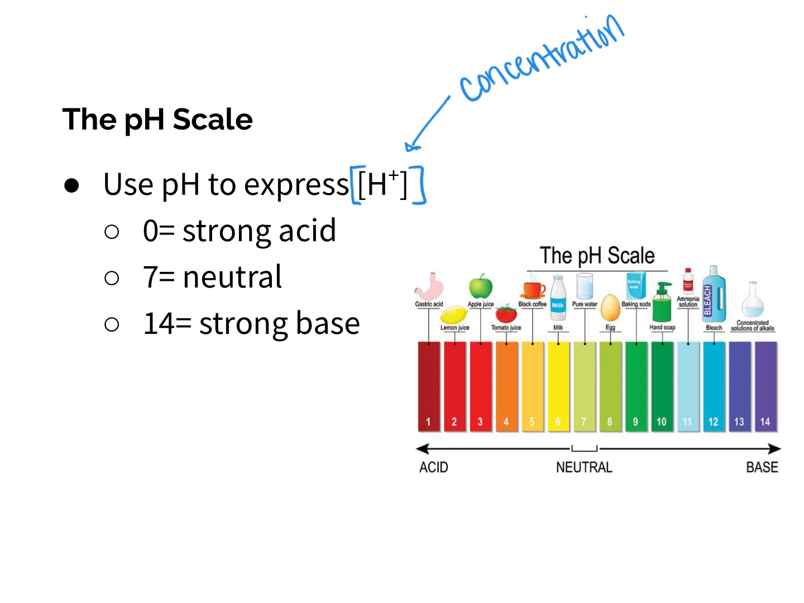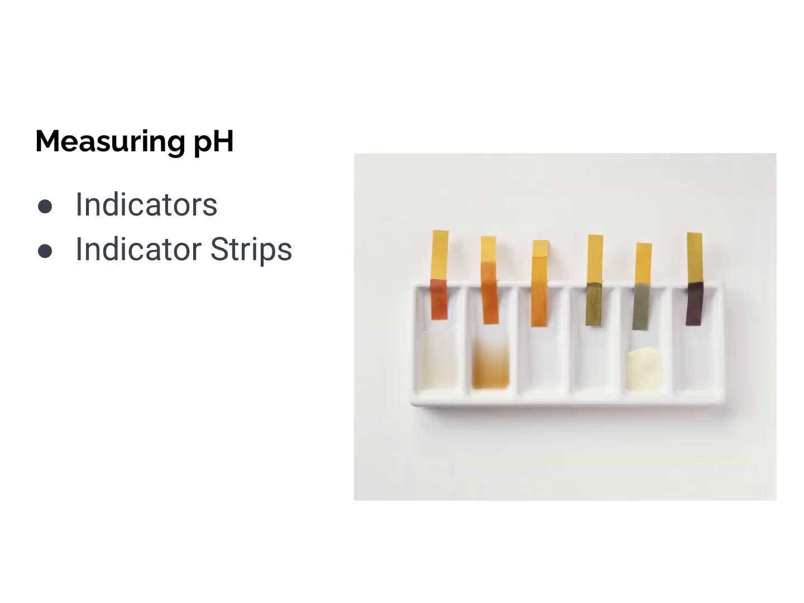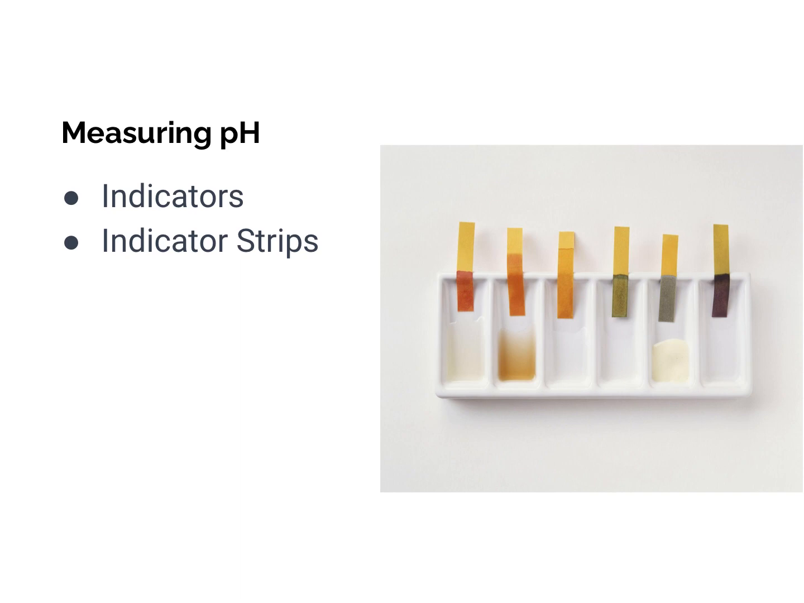of hydroxide ions. Last, today we're going to look at how we measure the pH. So when we're looking at different acids and bases, how do we know what the pH actually is? So we have 2 methods to measure the pH. The first one is indicators. I'll talk about indicators on the next couple slides, but they're just chemicals you mix. And then the other one is indicator strips.